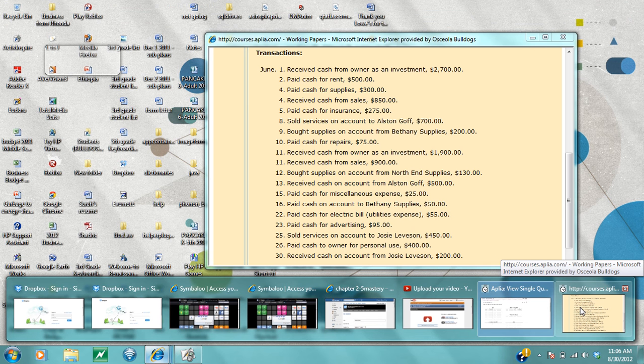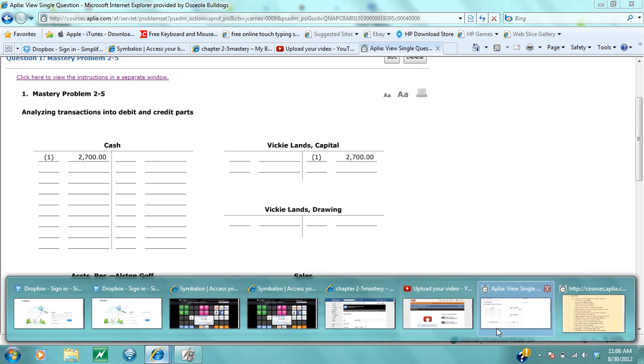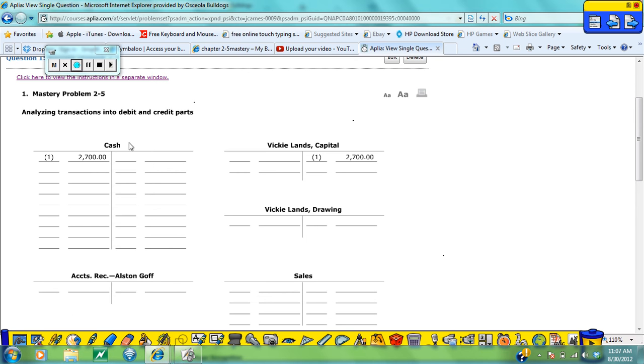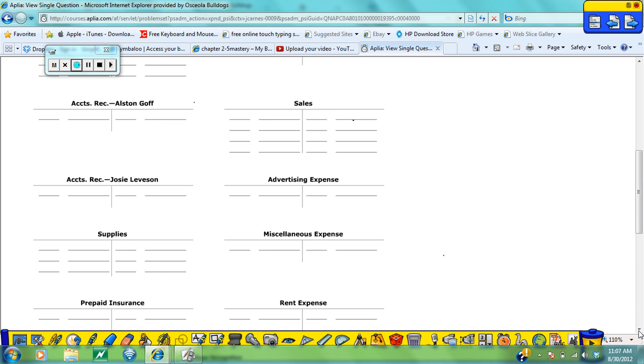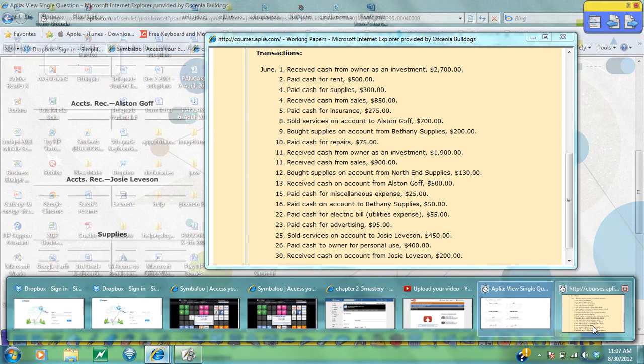Paid cash for rent, $500 on the second. Okay. So we paid out cash, so it goes here in parentheses. Don't skip a line. If you skip a line, it's going to count it wrong. 500. Then we go down to rent expense. We know every expense account is a debit until you close them out. Oops, 500. That'd be some expensive rent. 5,000. You better be a nice place, huh?